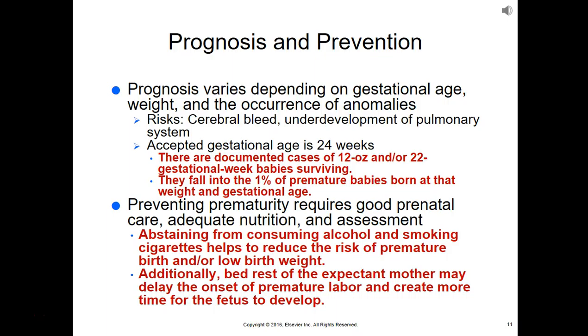So a lot of times if they have a mom that's high risk pregnancy, they will put her on bed rest for the last several weeks of her pregnancy. In fact, I have a friend of mine who was on bed rest for 28 weeks. So, I mean, that was the majority of her pregnancy, but she was high risk. So they were trying to prevent her from going into labor early and delivering a premature infant.